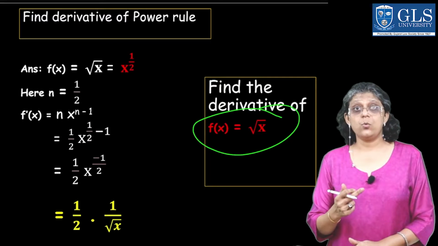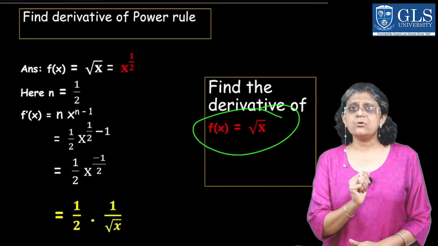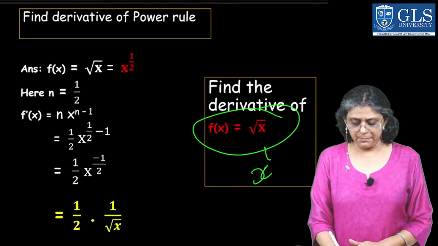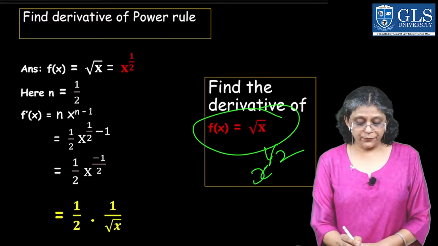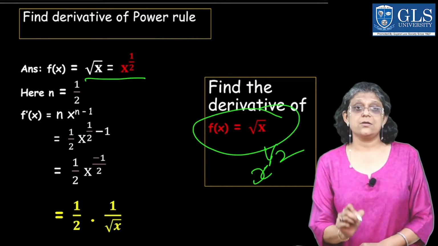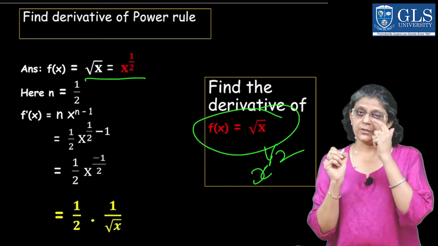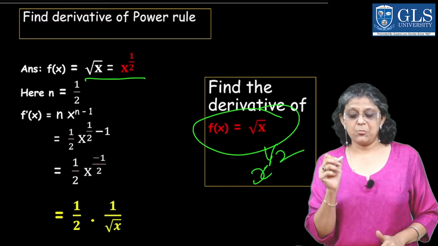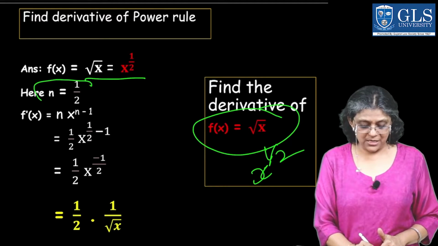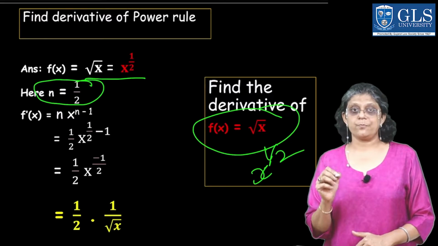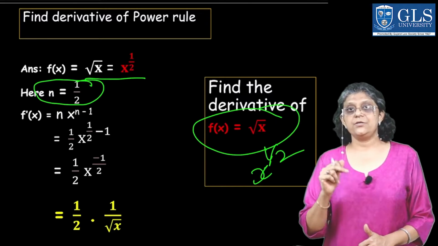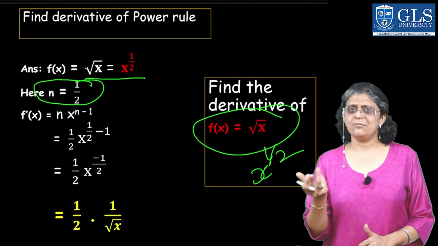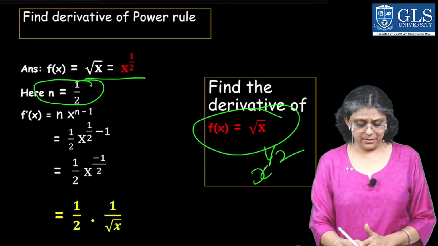f(x) is equal to what? It is root x. What is root x? Root x is nothing but x to the power 1 upon 2. So first write down f(x) is equal to x raised to half. Clear? What is n? Come on, once again ask a question. My n is nothing but 1 upon 2. The formula is n into x raised to n minus 1. Easy. I think it is by heart by now.